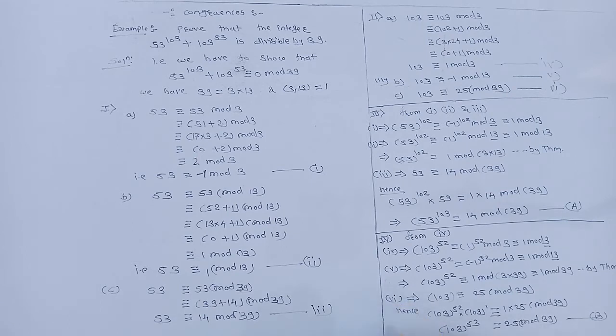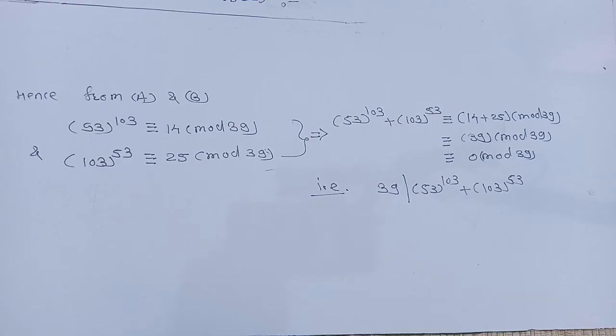Now sixth number, 103 congruent to 25 mod 39. Hence from this and from this you can write 103 raised to power 52 into 103 raised to power 1 is congruent to 1 into 25 mod 39. So 103 raised to power 53 congruent to 25 mod 39. This is equation number B.